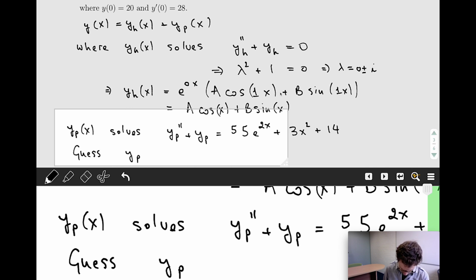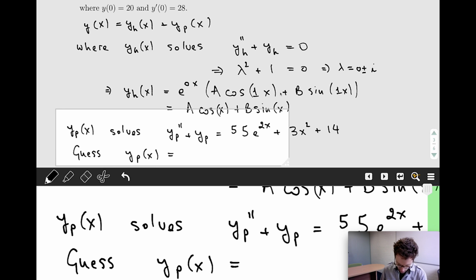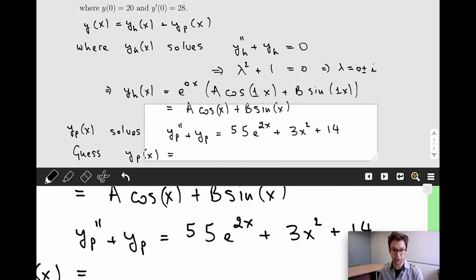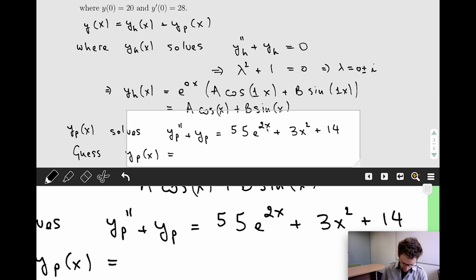So what should we choose as our guess? Well, we see that we have an exponential here, e to the 2x, and whenever I take a derivative of an exponential, I just get back an exponential. So I should include a term, call it c e to the 2x, to deal with that exponential term.